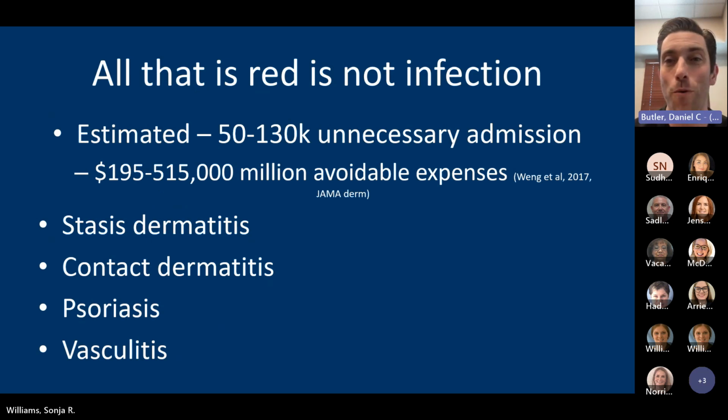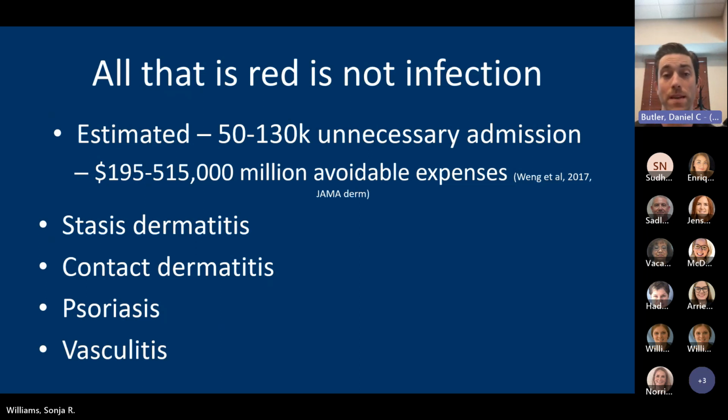So here's the take-home point for the red legs, and it's that all that is red is not infected. So I hope that we can expand your differential here for the red legs. And why is this such an important feature? So about 50 to 130,000 unnecessary admissions. So that's about 1 in 5, 1 in 6 admissions for cellulitis is actually not a cellulitis. And it costs almost $500 million, or an estimated $500 million, to our medical system.